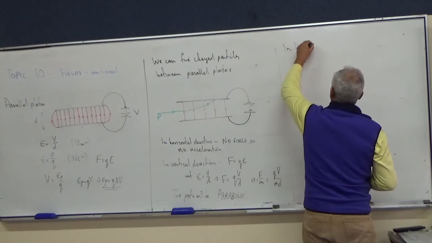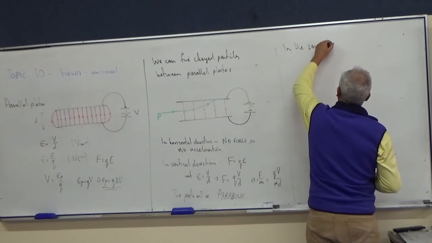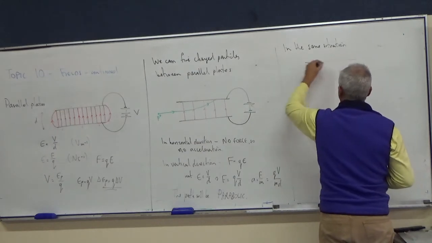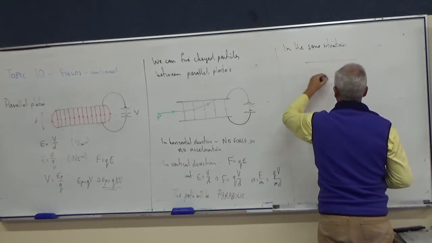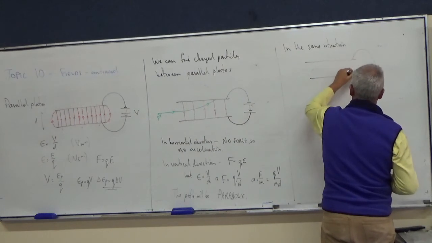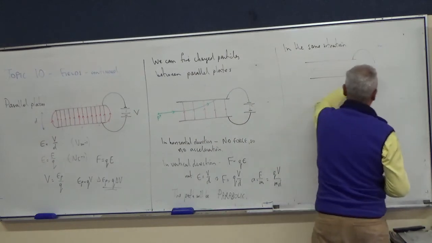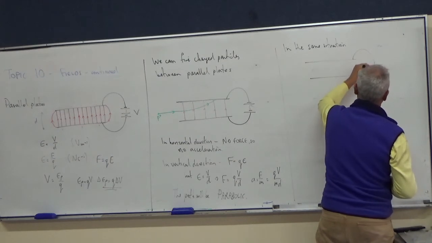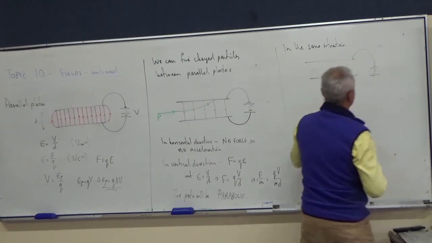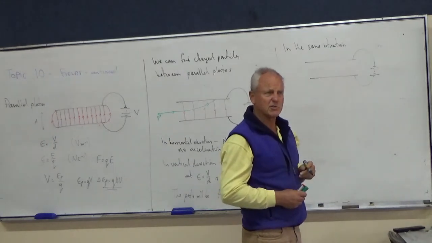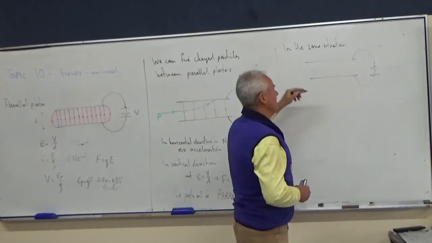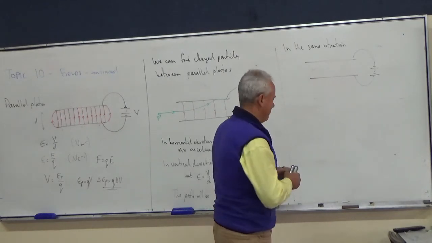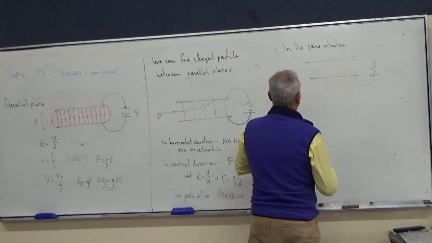In the same situation, it doesn't have to be the same. I mean, often they'll give you a question and say, what's the polarity of the battery? Which end is positive and which end is negative? If the proton goes up, or if the proton goes down, or if the electron goes up, or the electron goes down. Let's have two particles coming in here.